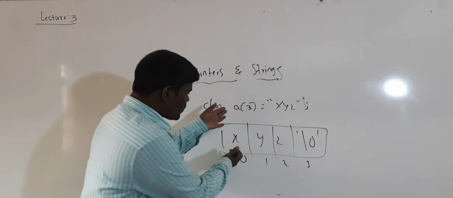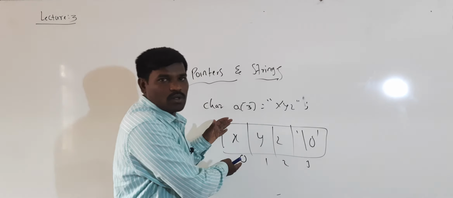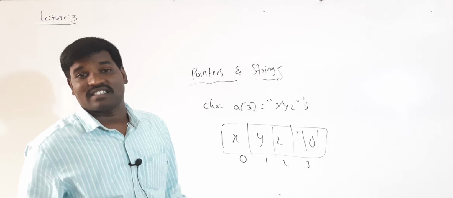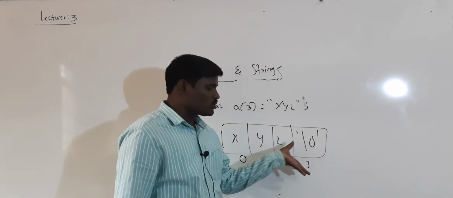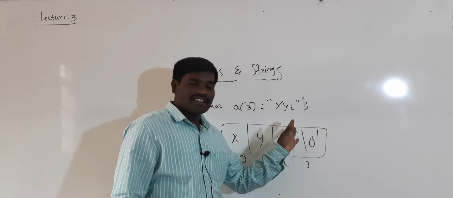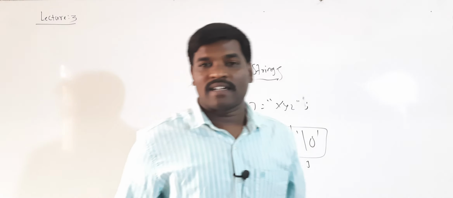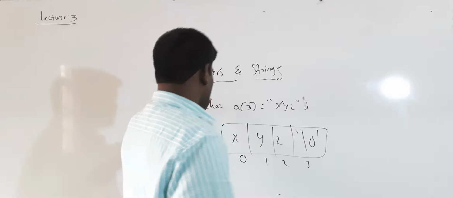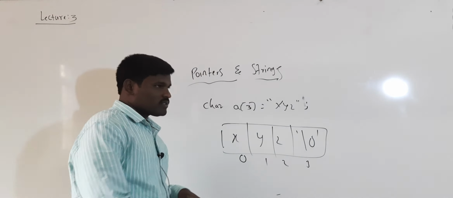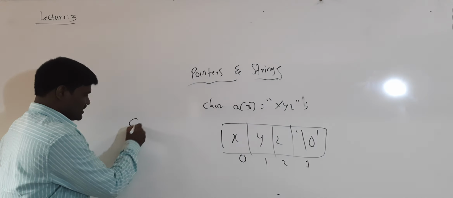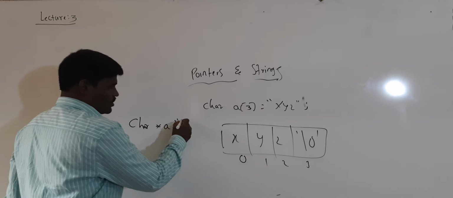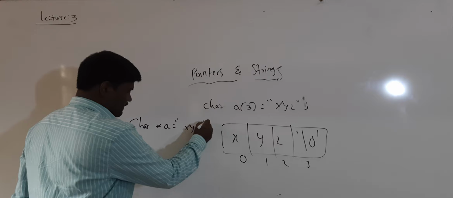The position always starts with 0 and ends with the last position, and that last position is the null character. Why do we have to choose the null character? Here the null character indicates the end of the string. So this is the string. A pointer string means char star a is equal to x, y, z.